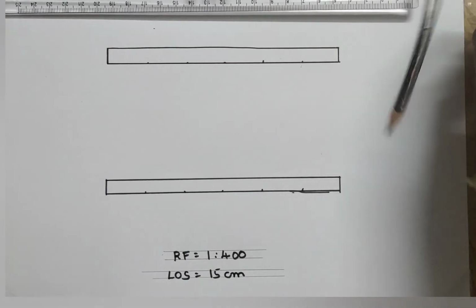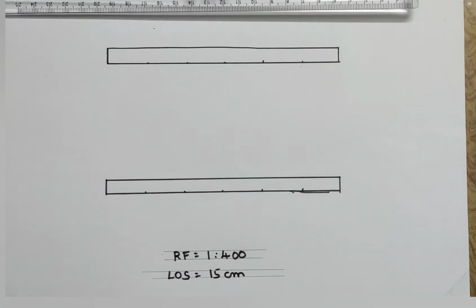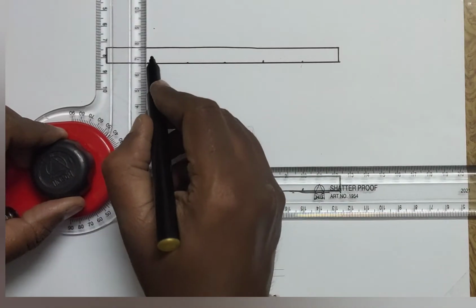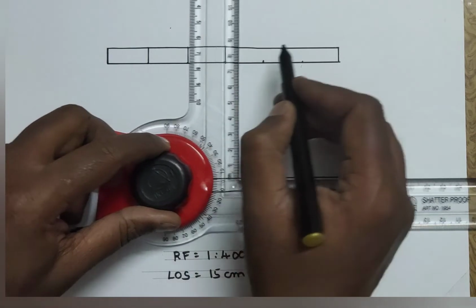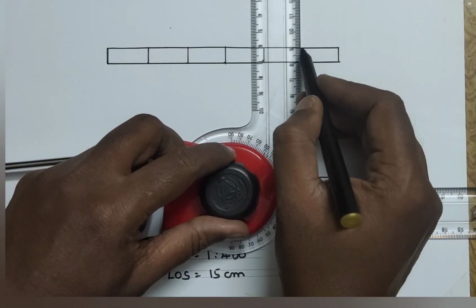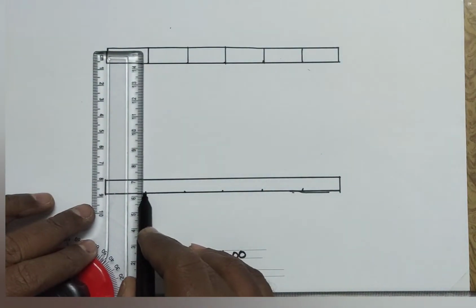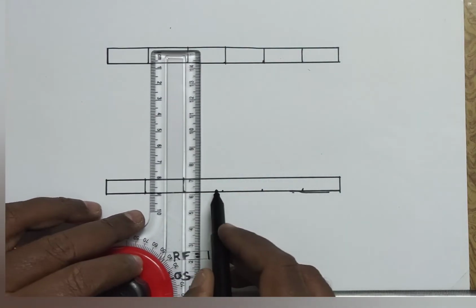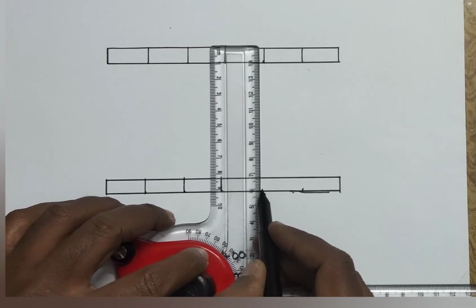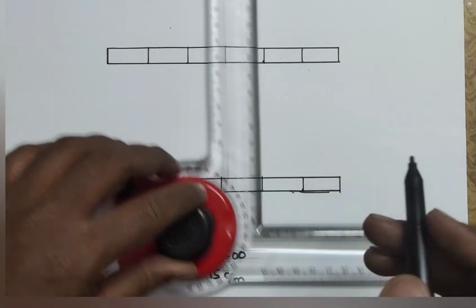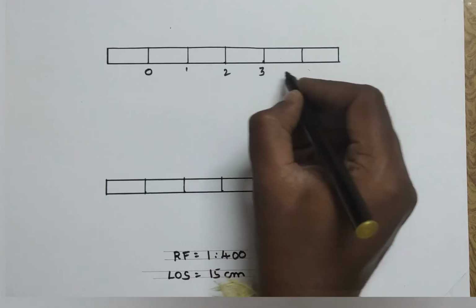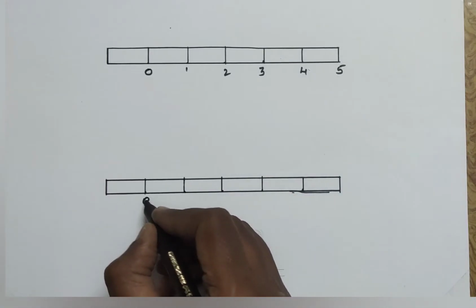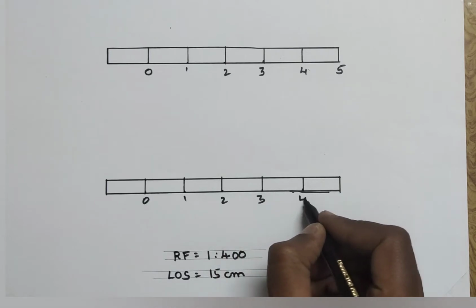Now, first of all, this is 15 centimeters. We have to divide it into 5 parts. Each one we are going to get 2.5 centimeters. I am making it like this. So 1, 2, 3, 4, 5 and 6. So here also the same, 1, 2, 3, 4, 5. Now we have to start 0 here. 0, 1, 2, 3, 4, 5.